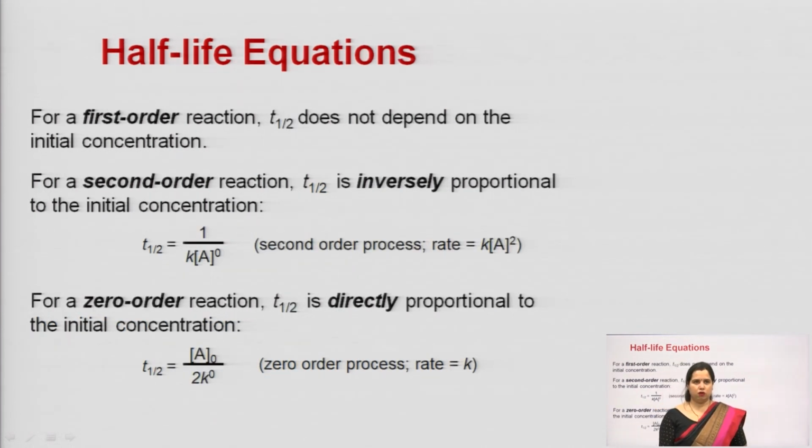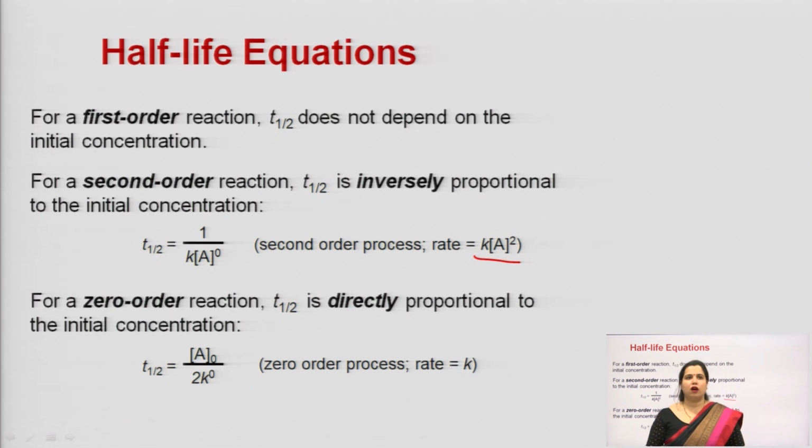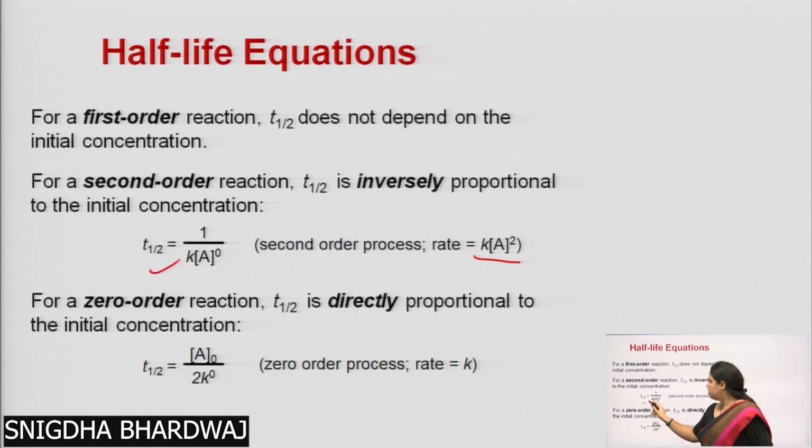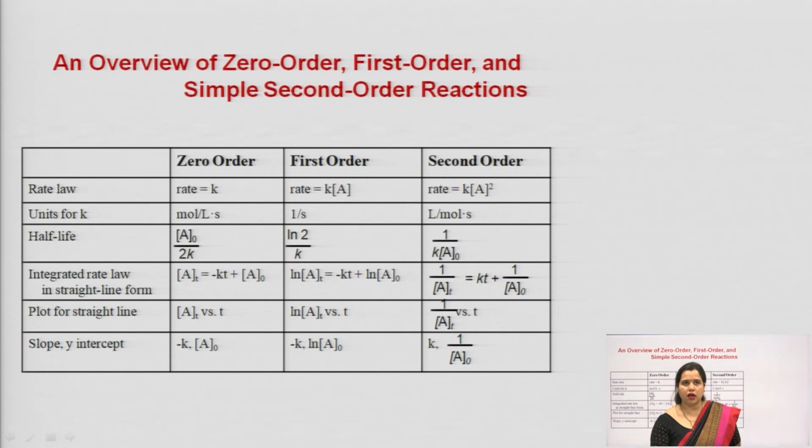The half life equation for second order is inversely proportional, t½ = 1/(k[A]0), with the initial concentration squared in the final expression. For a zero order reaction, t½ is directly proportional to the initial concentration. So, this equation represents the half life for second order reaction, and this equation represents the half life for zero order. Using these equations we can calculate different kinds of orders.